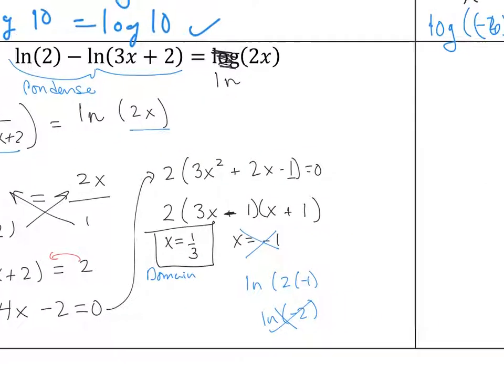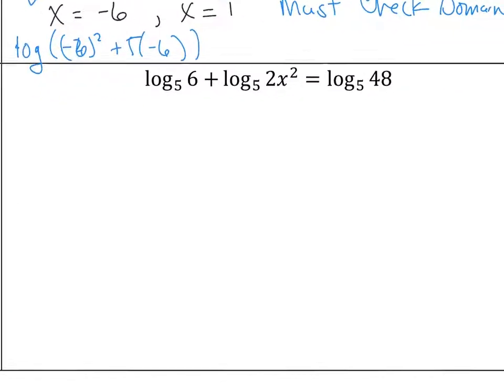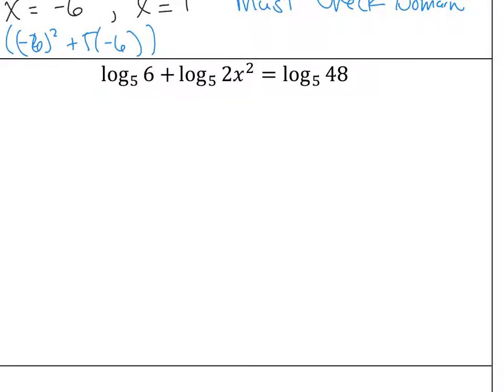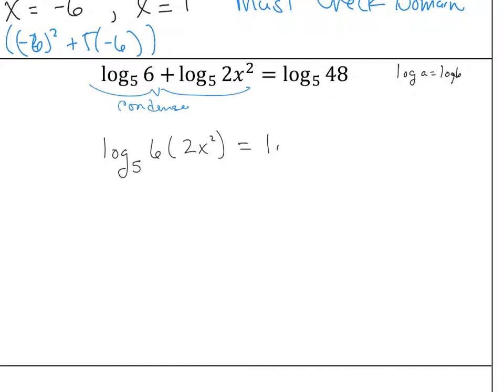All right, let's try one more example. I'm going to pop over here to the other side. And again, the first thing I'm going to want to do with these is, because it is not in the form log is equal to log, that's the first thing I need to do. So on the left-hand side of this, I'm going to go ahead and condense this using the multiplication rule, knowing that this now becomes log base 5 of 6 times 2x squared is equal to log base 5 of 48.